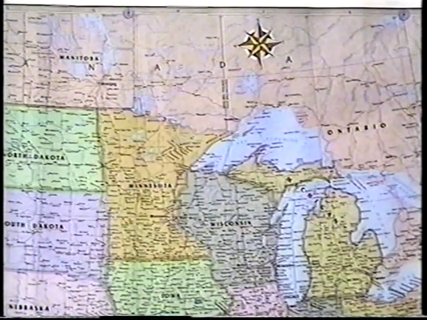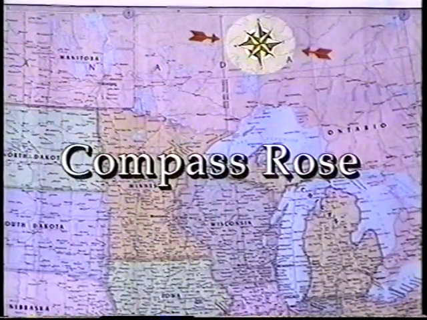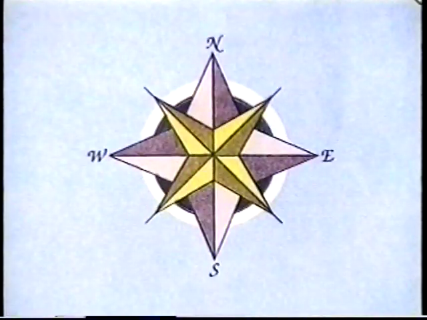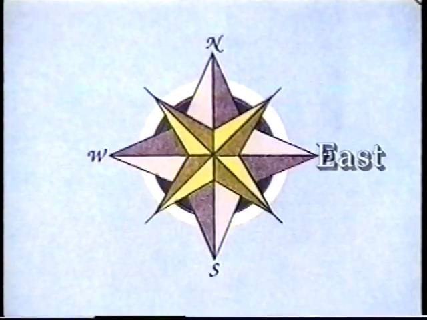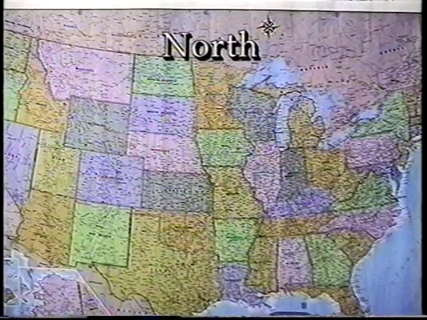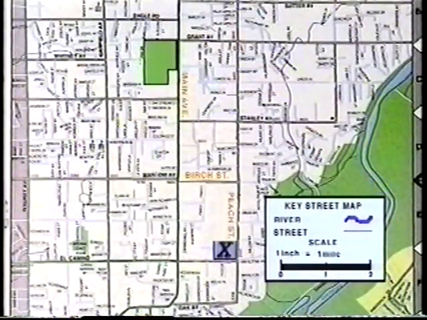On a map, you will usually find something that looks like this. It is called a compass rose. A compass rose tells you which direction is north, south, east, and west on that individual map. Usually, north is at the top of the map. If we wanted to go from the library to the park, we would walk north on Peach Street, west on Birch Street, and north on Main Avenue.